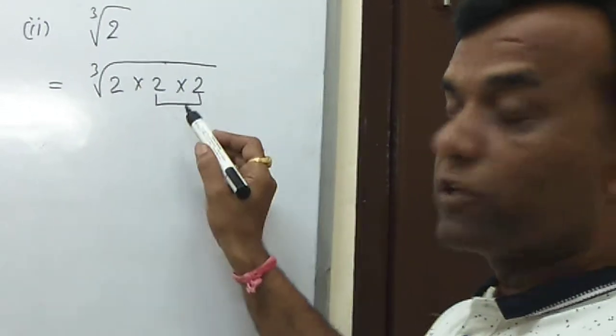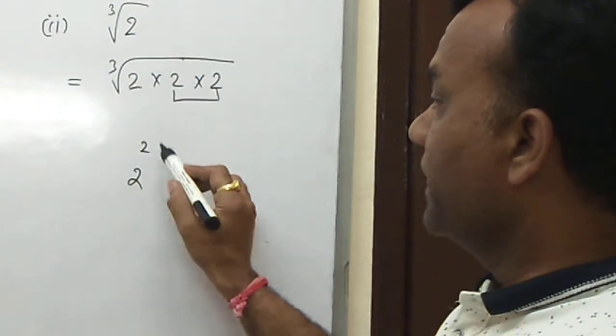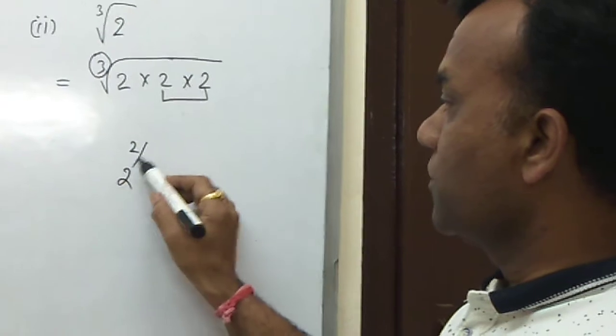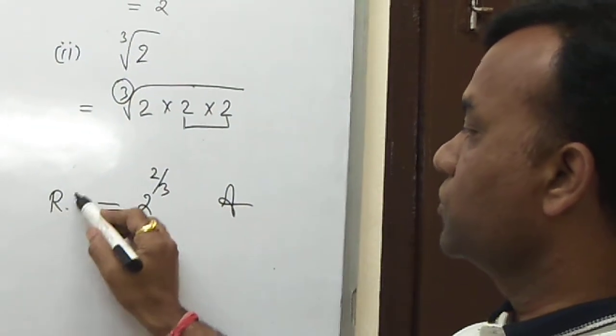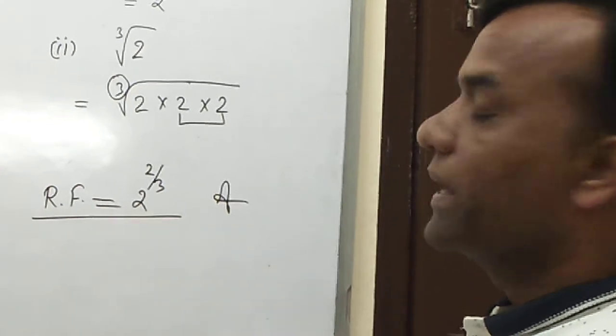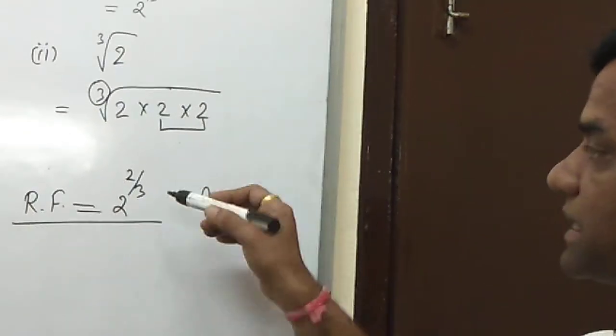Okay, so 2 to the power 2 is required, but this is a cube root, so now 2 by 3. So what is its answer, its RF? 2 to the power 2 by 3 is required. So this is the rationalizing factor.